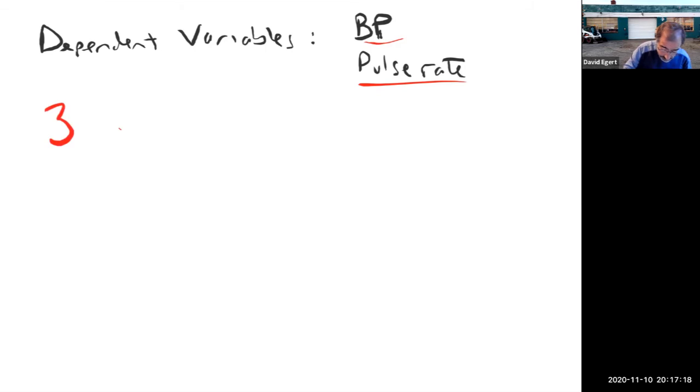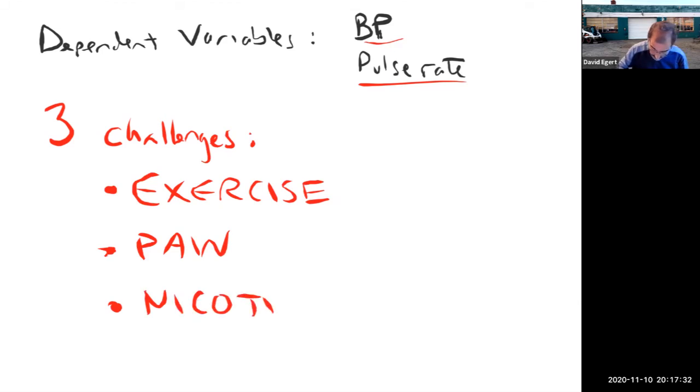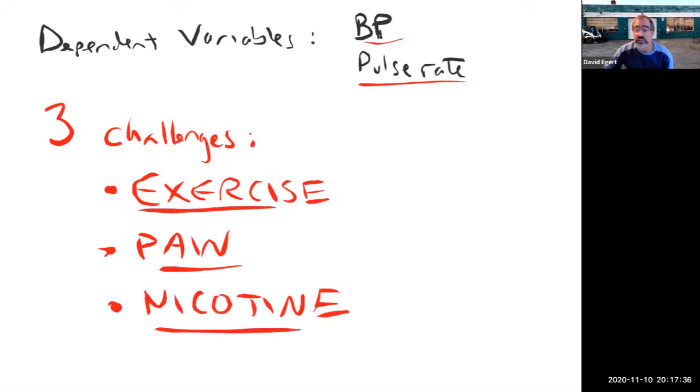There's going to be 3 challenges. There's going to be exercise. It's going to be pain. And there's nicotine. So these are going to be our 3 independent variables.